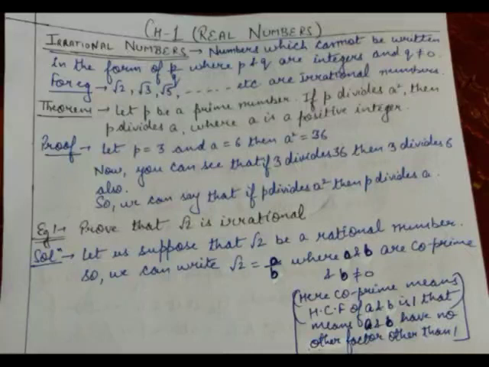Now here are some examples on the basis of this theorem. Example number 1 is prove that root 2 is irrational. Let us suppose that root 2 is a rational number. We will be proving this example with the help of contradiction. Now we can write root 2 as a by b, where a and b are co-prime and b is not equal to 0. Here co-prime means HCF of a and b is 1. That means a and b have no other common factors other than 1.